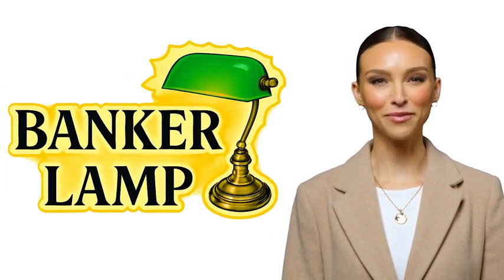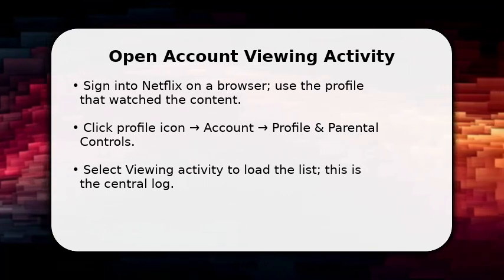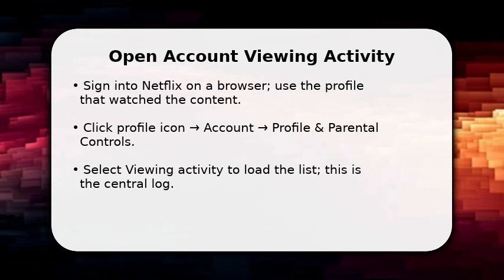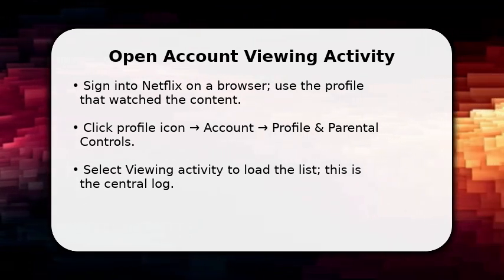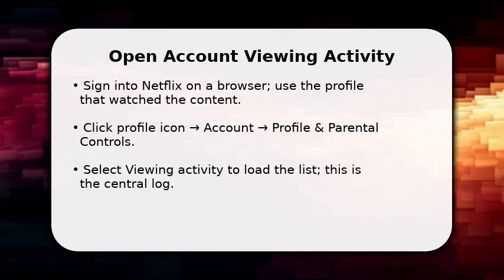Please enjoy the video. Open a browser and sign into Netflix with the specific profile you want to inspect. Once done, click your profile icon in the upper right, choose Account, then expand Profile and Parental Controls for that profile. Now click Viewing Activity.